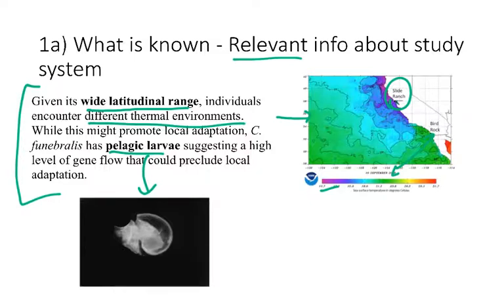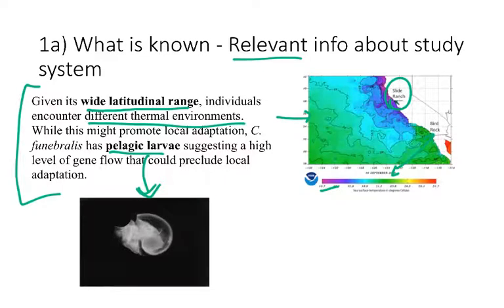So here we're setting up this interplay. On the one hand, the fact that this species has a wide latitudinal range makes it more likely local adaptation will occur. However, the fact that this species has a pelagic larvae, which means it is planktonic, so it swims around in the water column, it doesn't settle down to be what we think of as a typical snail until later in the life cycle. And while you have this pelagic larvae stage, the larvae can be swept up by ocean currents and carried to locations far away from where the parents of that individual snail larvae were.